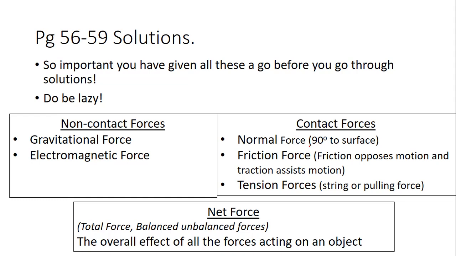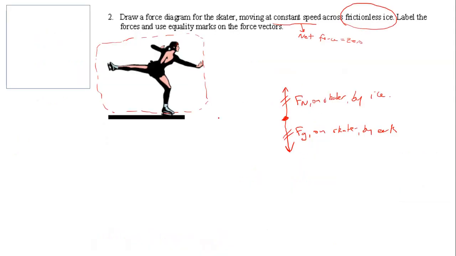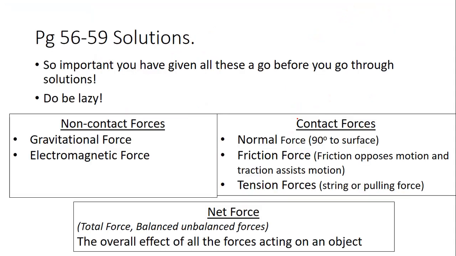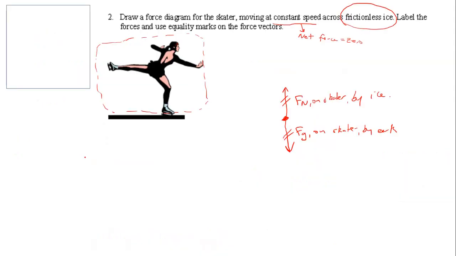The normal force is 90 degrees to a surface. We've already got that, 90 degrees to the surface. So there's no more contact forces. There can't be any contact forces pushing her forward. Non-contact forces, things that don't touch her. Well, there's gravity. We've already got that. Electromagnetic, she's not being pulled by magnets or anything. So I think that's it.